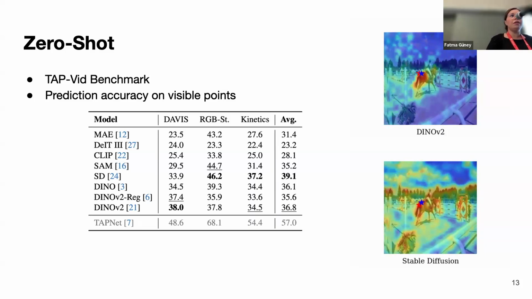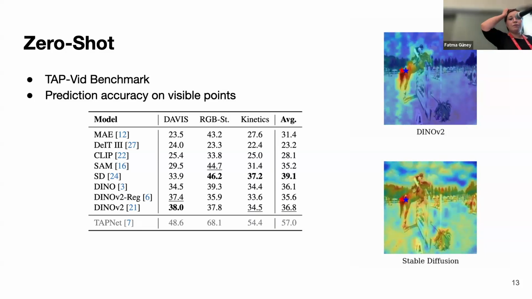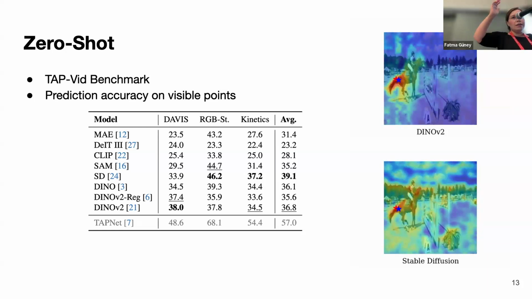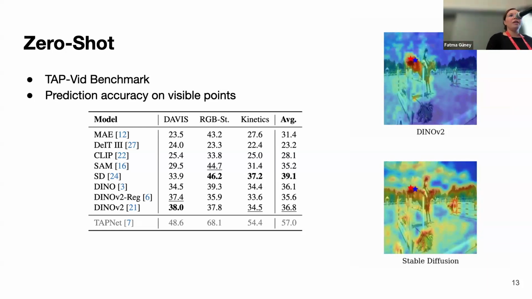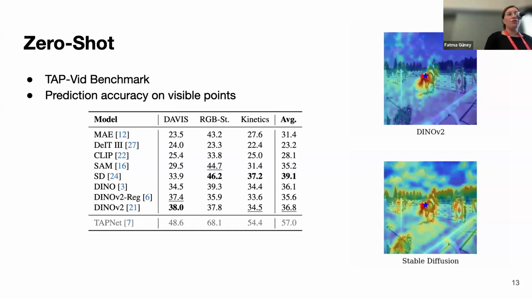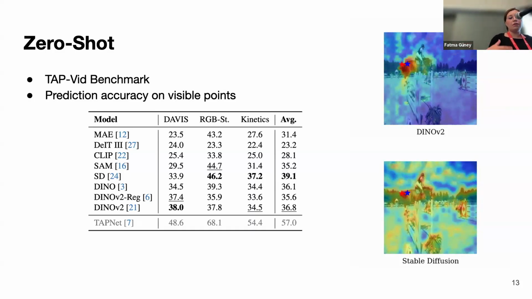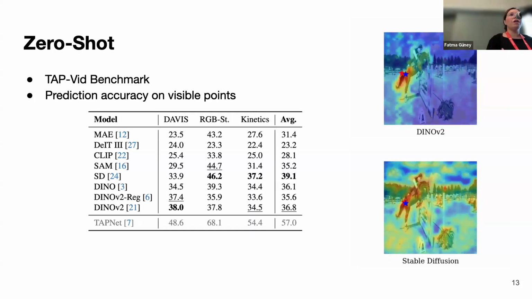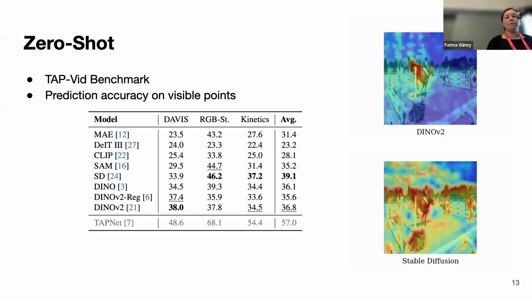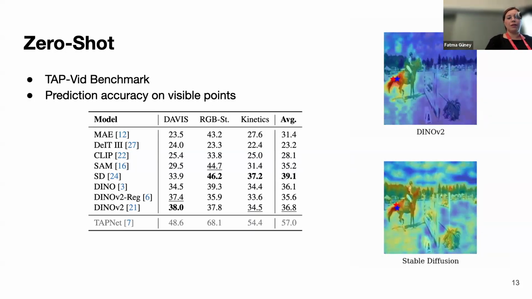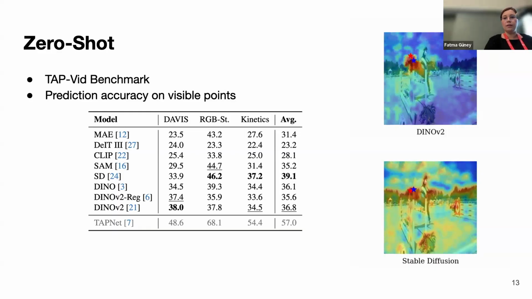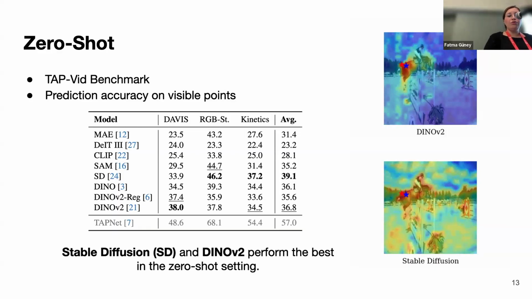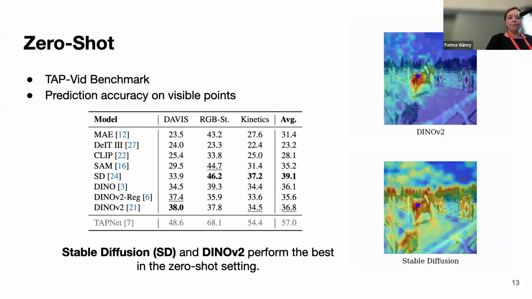And on the right, you see the visualization of correlation maps for DINOv2 and Stable Diffusion. This is not confirmed experimentally, but based on our intuition, Stable Diffusion is more about location, while DINO is more about semantics, which could be one justification why DINO performs better on DAVIS, as there is more semantics in this dataset. In summary, Stable Diffusion and DINOv2 perform the best in the zero-shot setting.